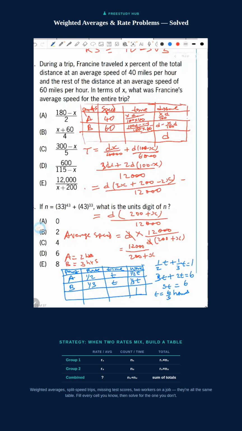Yeah, we are done with these questions. Tomorrow we are going to continue with that question, 33 raised to the power 43 plus 43 raised to the power 33, which is supposed to be an easy question in as much as you understand how you need it to work. If you want to screenshot this one now, you can screenshot it.